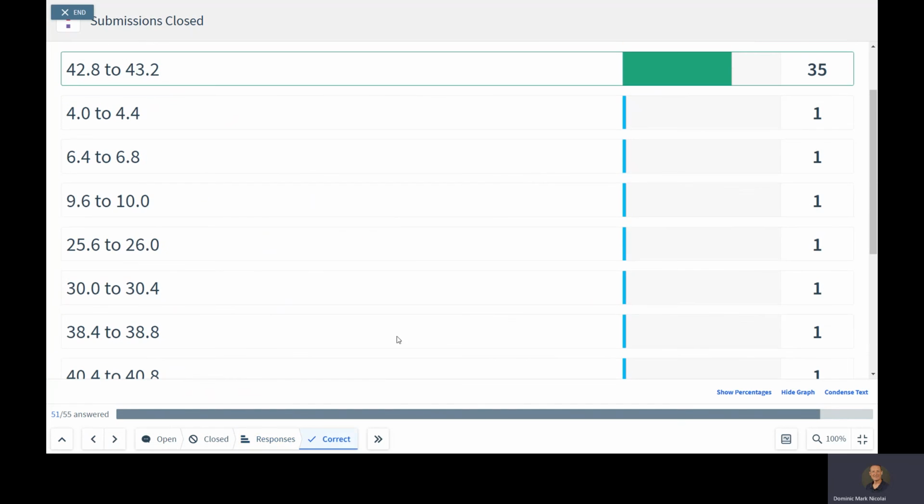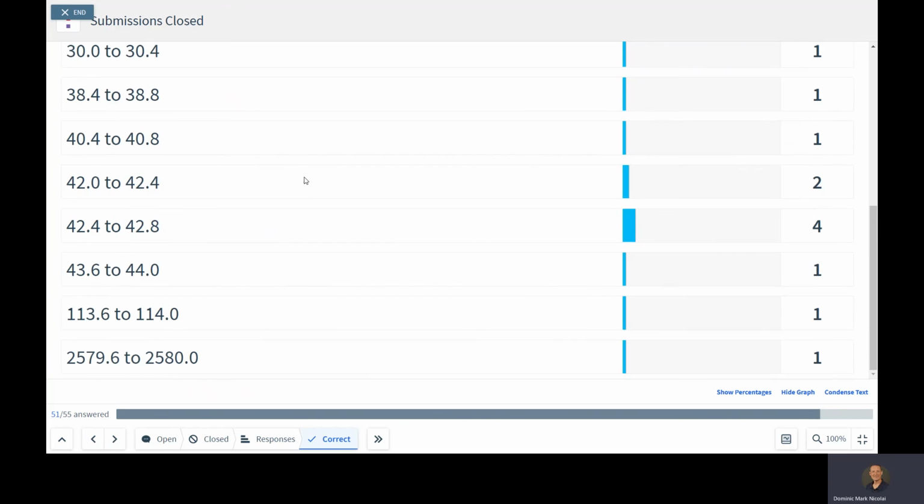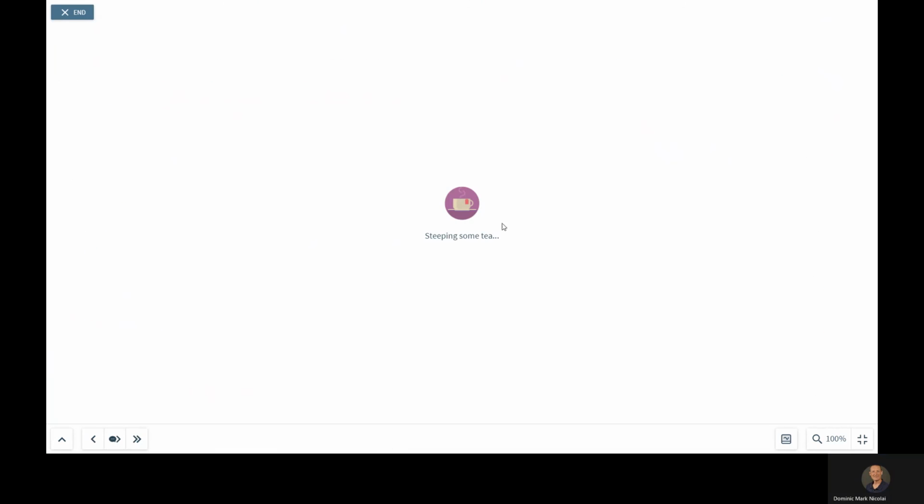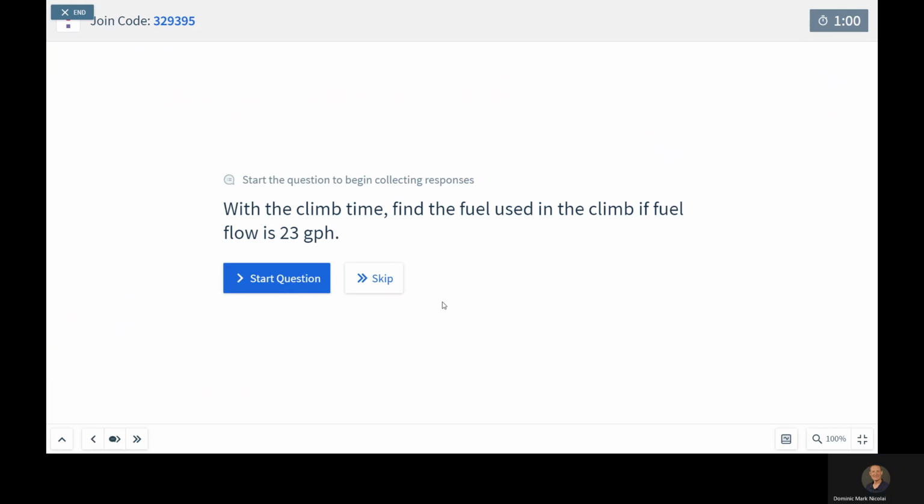The correct answer is 43 nautical miles, and most of you did find 43 there. A lot of variety in there as well. One more on this.